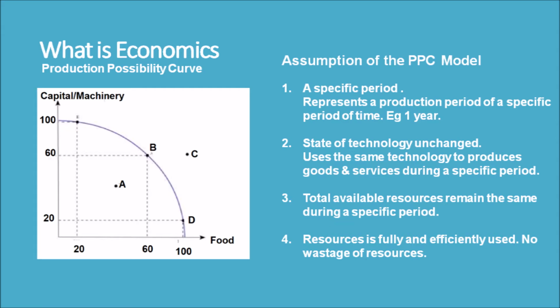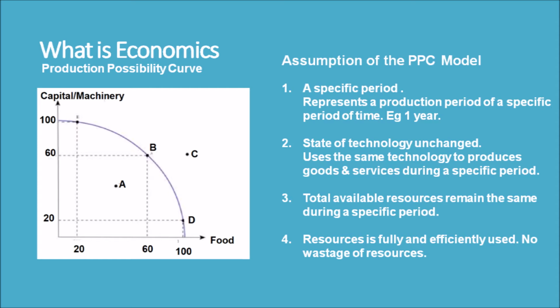1. A specific period represents a production period of a specific length of time, e.g. 1 year. 2. State of technology unchanged. The same technology is used to produce goods and services during a specific period. 3. Total available resources remain the same during a specific period. 4. Resources are fully and efficiently used.